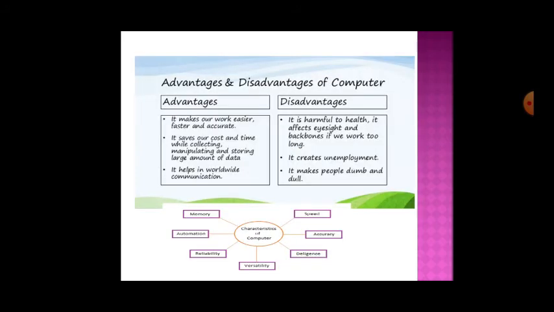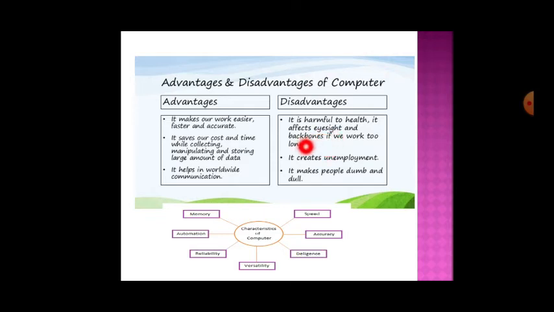Whatever machine you take, there will be advantages as well as disadvantages. So there are some disadvantages of the computer also. Advantages are more, disadvantages are very few here. The advantages are that it makes our work easier, faster and accurate. The disadvantage is that it is harmful to health. It affects eyesight and backbones if you work too long. If you keep on looking at our systems, it affects our eyesight.